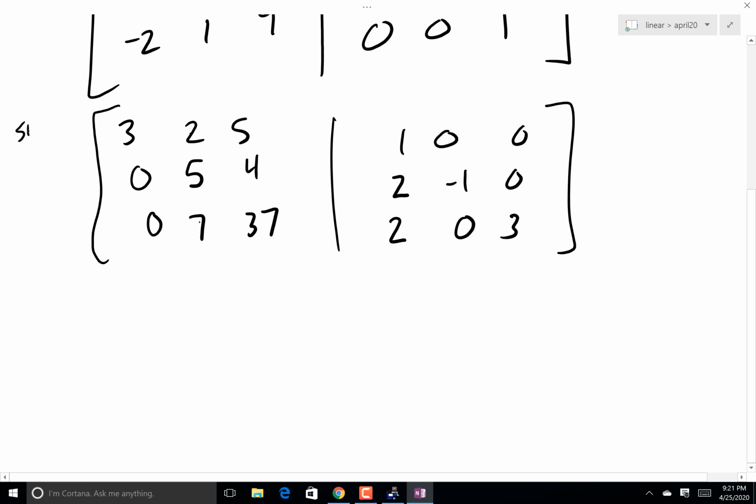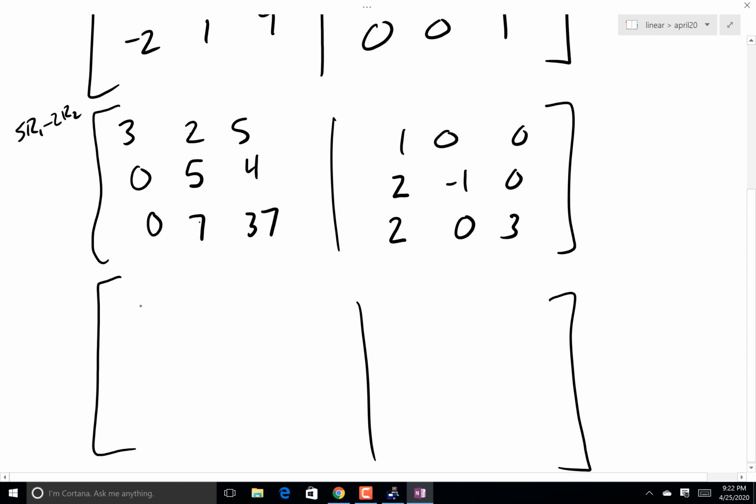5r1 minus 2R2. So it's going to give me 15 minus 0 is 15. It's going to give me 10 minus 10 is 0. It's going to give me 25 minus 8 is 17. It's going to give me 5 minus 4 is 1. It's going to give me 0 plus 2 and 0. Nice. And then I want to get rid of this fella, so I'm going to do 7R2 minus 5R3.